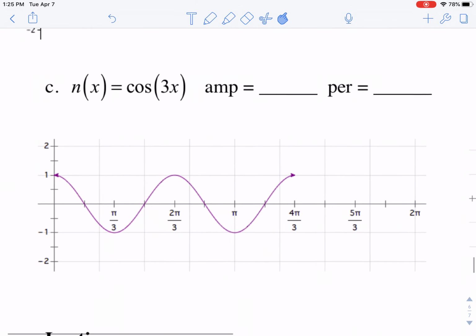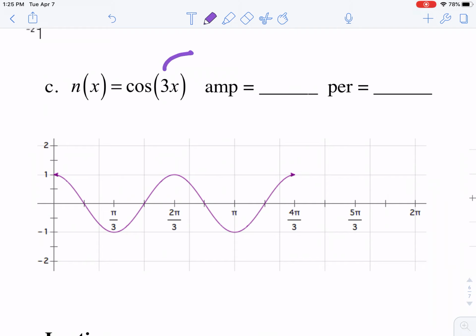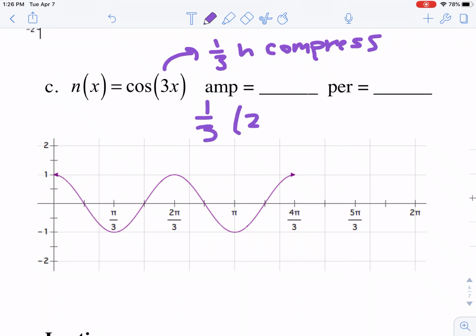Let's look at one more example. Here, this tells us that we have a horizontal compress by 1/3. If we compress our usual period length of 2 pi by 1/3, we get a period of 2 pi over 3. So there is our period of 2 pi over 3.